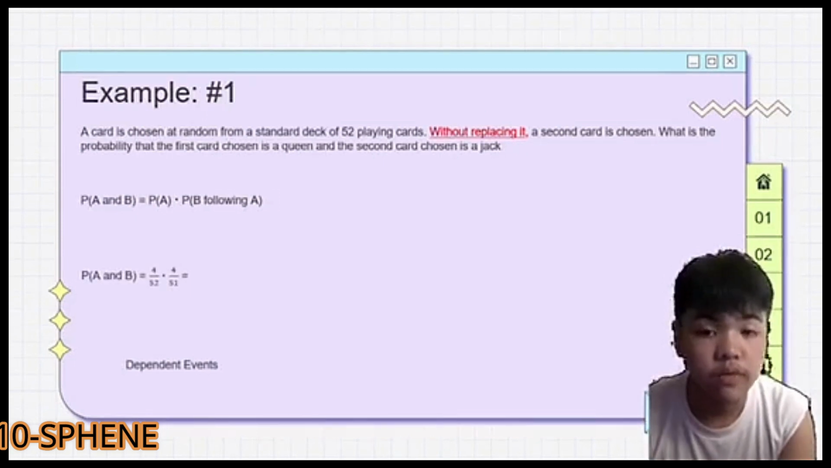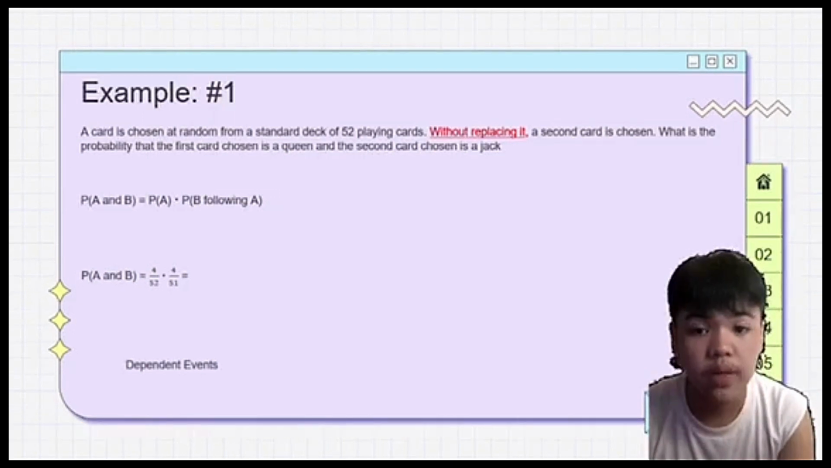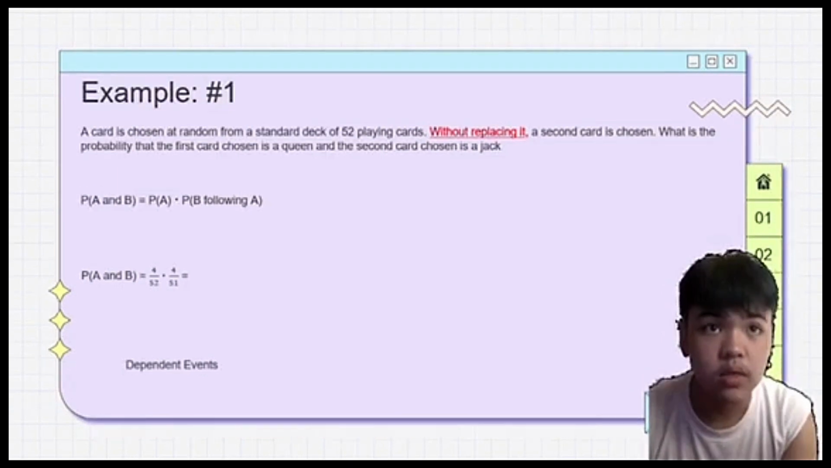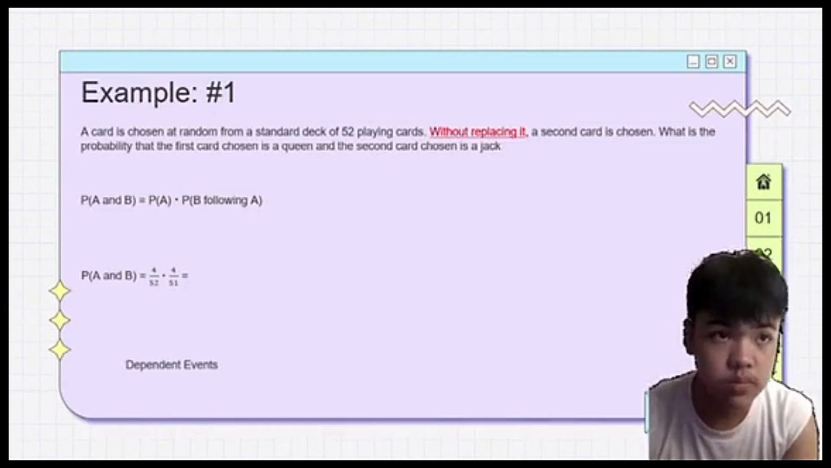So, probability of A and B is equal to 4 over 52 times 4 over 51. Bakit 4 ang ating numerator? Kasi meron tayong 4 na queen sa isang standard deck of 52 playing cards. So, ang next event ay mababawasan na siya ng isa kasi kumuha na tayo ng isang queen. So, magiging 51 na lang siya. At may 4 din na jack sa isang standard deck of 52 playing cards.